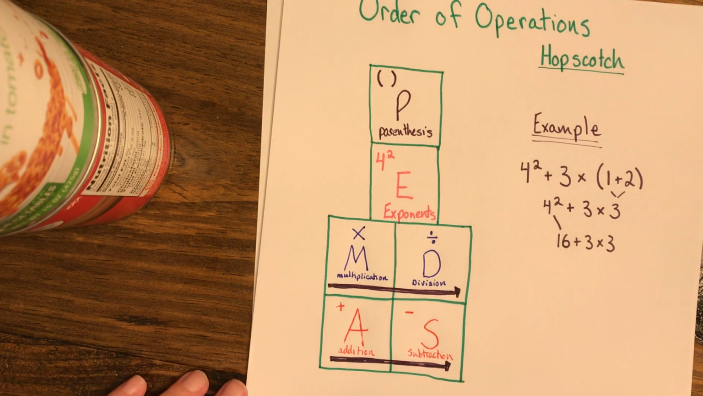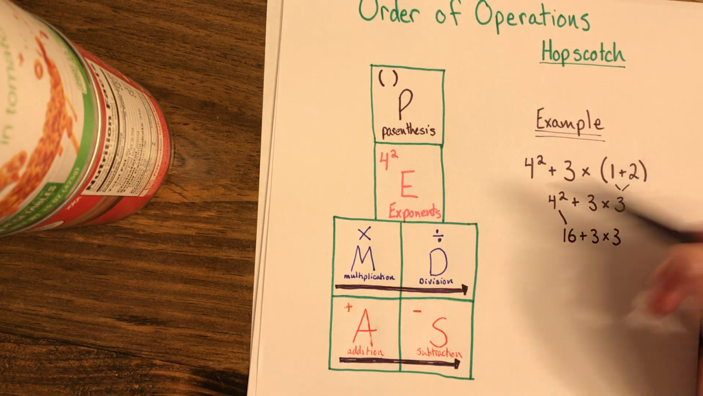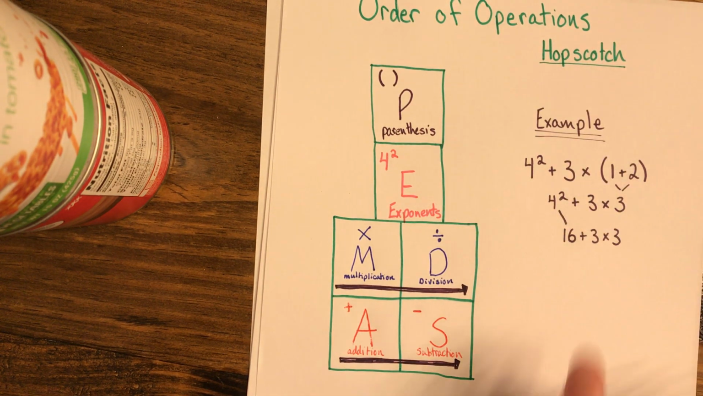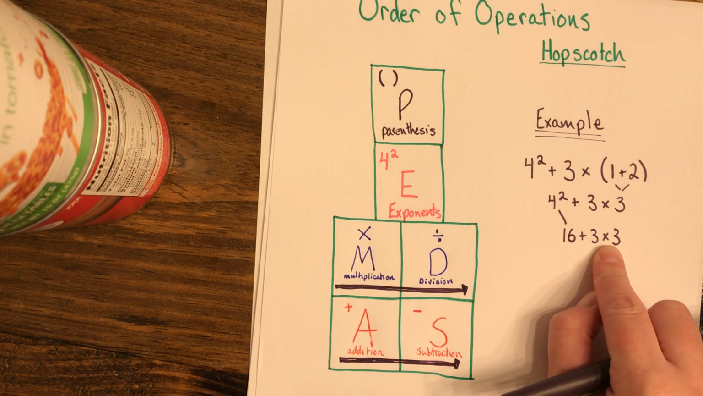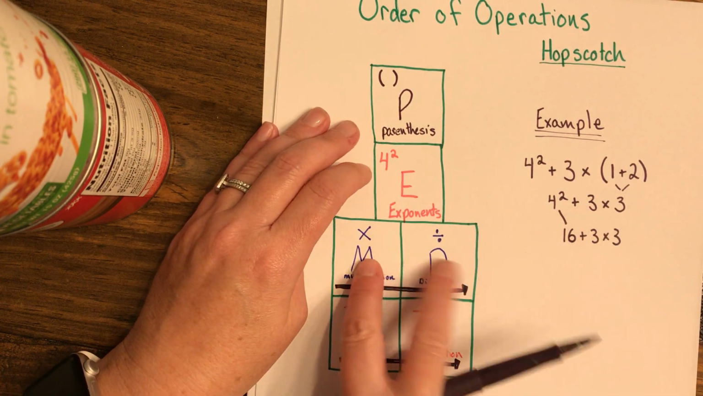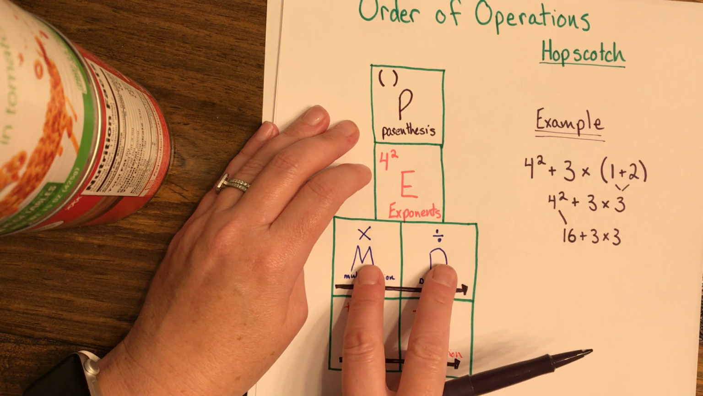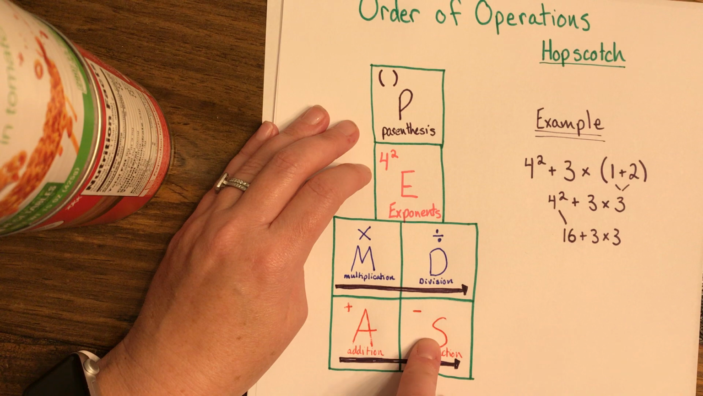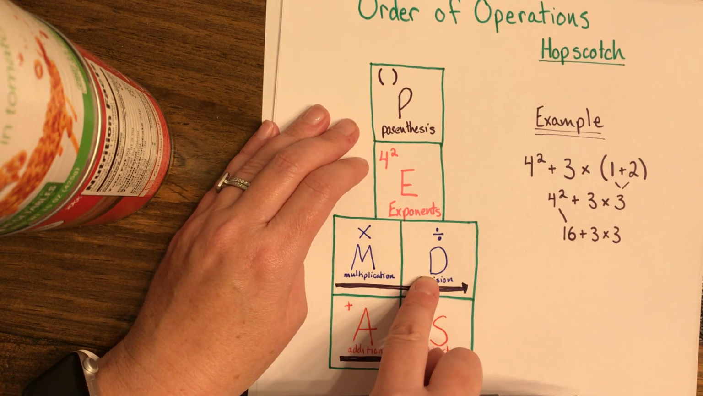Okay, so now I'm on my hopscotch again. I did the parentheses, check. I did the exponent, check. And now I've got addition and multiplication. And I need to know which one I can do next. Well, I'm here on exponents. I can jump to multiplication and division. So multiplication and division come before addition and subtraction. I can't just jump down here to subtraction. I have to do multiplication or division.